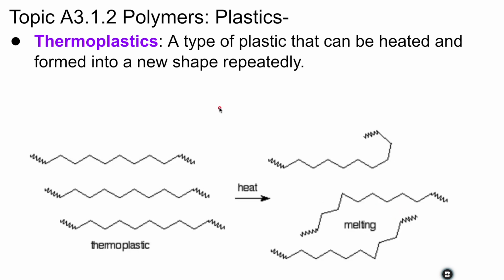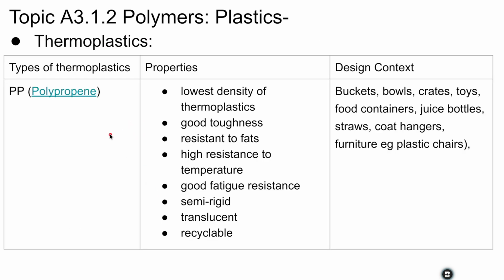So this is what I mean about the lack of bonds between the different polymers. And that means it can be heated and reshaped. So you'll see with the thermosetting plastics, which is the other type of plastic that we're going to talk about, there'll be bonds between the polymers in the thermosetting plastics. Here's some different thermoplastics. I'm not going to talk you through all of these, but here are the properties and context for all of them. So please have a look at this.